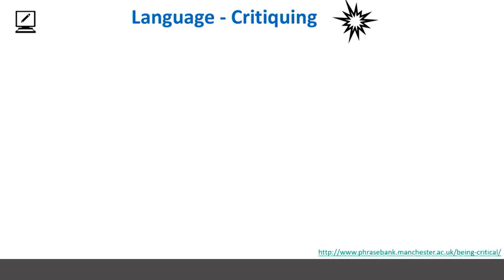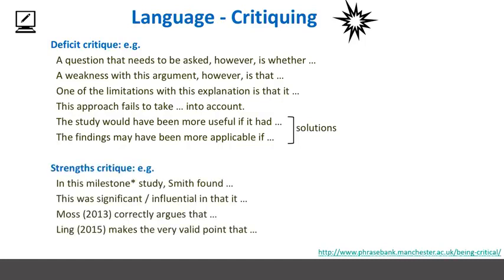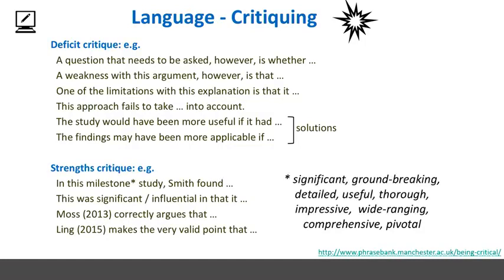Let's look at some of the language of critiquing. We can have deficit critique, where we're pointing out limitations to the research, asking questions or pointing out limitations. It's fantastic once pointing out limitations if we can then move the writing into offering solutions. That's being critical. We also have strengths-based critique, where we're looking at milestone study or things which are significant or groundbreaking or detailed or useful.